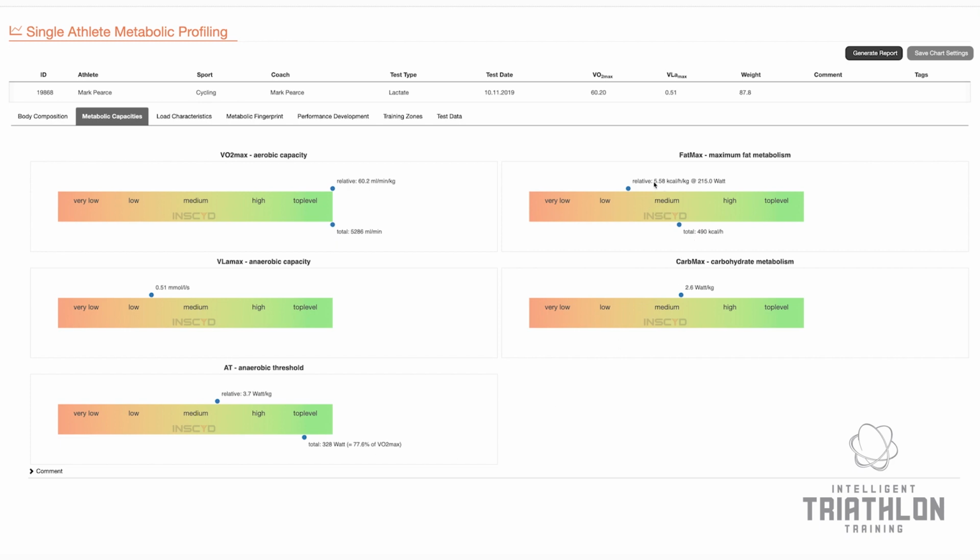Fat max. There are a few different ways you can express fat max. Here we have it relative to body weight, at 5.58 kilocalories per hour per kilo, and it occurs at 215 watts. Again, we'll go into this in a little more detail in the next set of graphs.